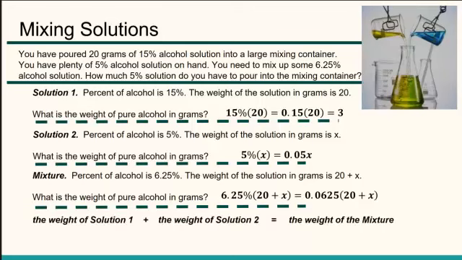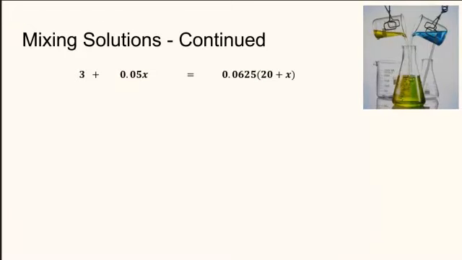Now, the weight of solution 1 plus the weight of solution 2 in terms of pure alcohol equals the weight of the mixture in terms of pure alcohol. So I'll just say that's 3 plus, I'm just taking these answers here, 3 plus the 0.05x equals 0.0625 times that 20 plus x. Now, I finally have my equation. So I'm going to take and solve that equation for x.